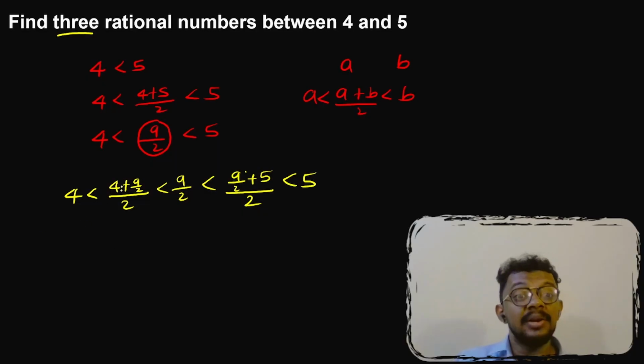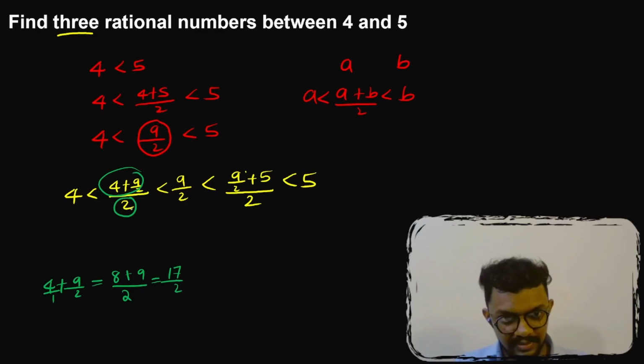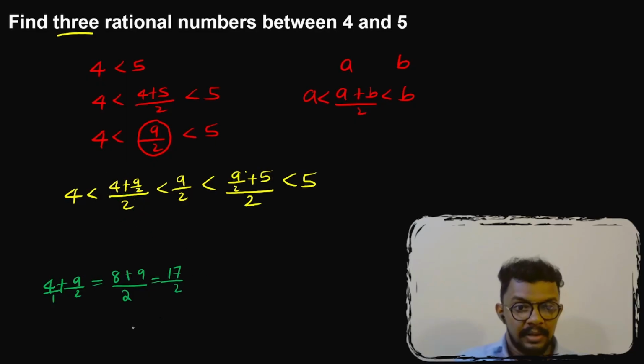Now I should find the values. What is 4 plus 9 by 2 first? I have to cross multiply. I can write 4 as 4 by 1. Cross multiplication: 4 into 2 is 8, plus 1 into 9 is 9, over 1 into 2 is 2. Addition of rational numbers, the answer is 17 by 2. That 17 by 2 I should divide by 2.